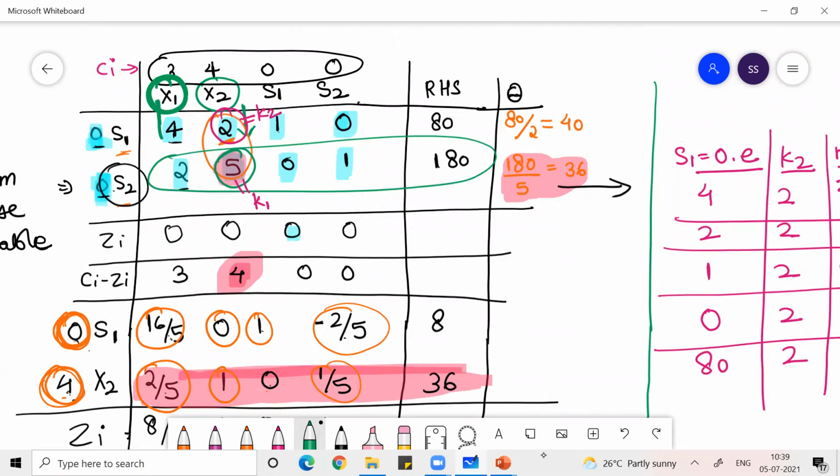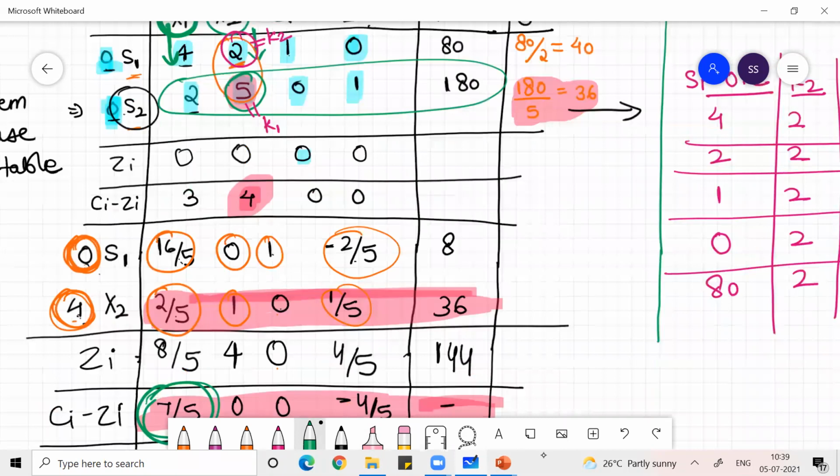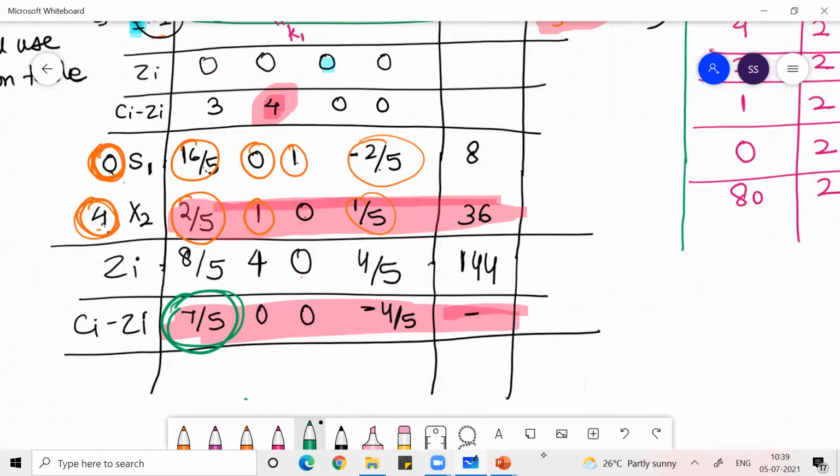It means now x1 will enter into the solution. Earlier x2 has entered. Now you can see the highest Ci minus Zi is 7 by 5. It means the variable corresponding to that. This is x1, x2, this is s1, s2. So the variable corresponding to that 7 by 5 is x1, which is having a Ci minus Zi value of 7 by 5. It means now x1 will enter into the solution.